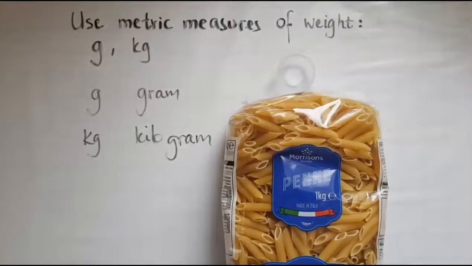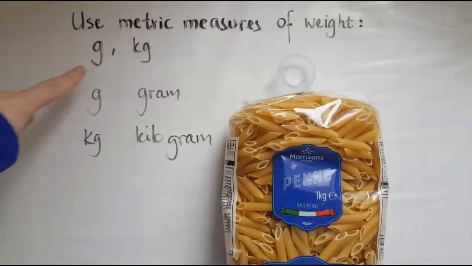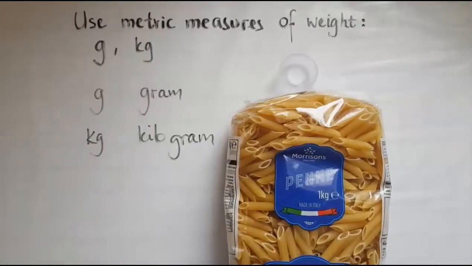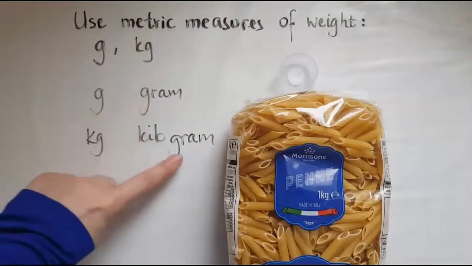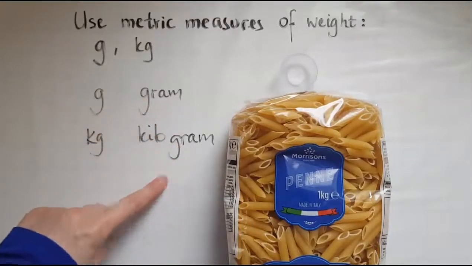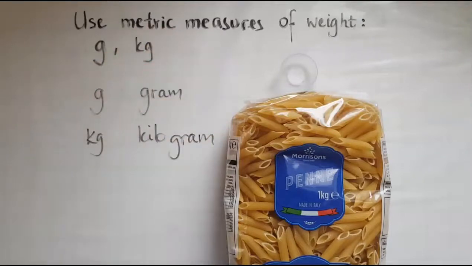In this video we'll learn to use metric measures of weight. We've got grams and kilograms. So again, just like the other units we looked at, we've got gram, kilogram, the word gram repeating itself in the metric measures. So this is not the same as pounds, for instance, or stones, which are imperial measures. So G stands for gram, K stands for kilo, so kilogram.